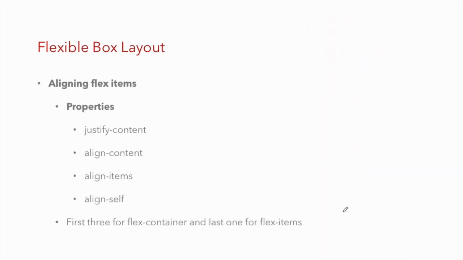So there are scenarios where we are required to align the flex items. So we can make use of these properties. The first 3 properties are related to the flex container, and the fourth property is related to the flex item. So let us see all these 4 properties one by one.